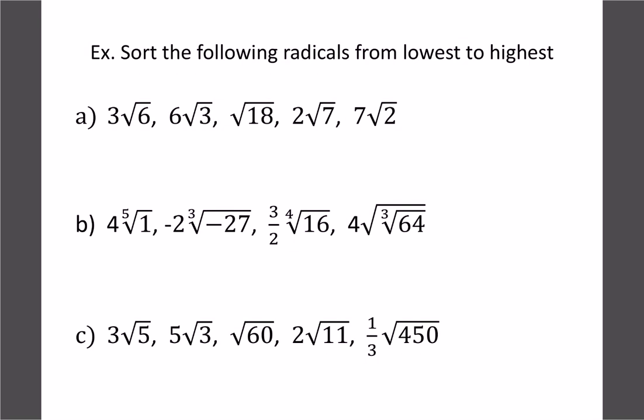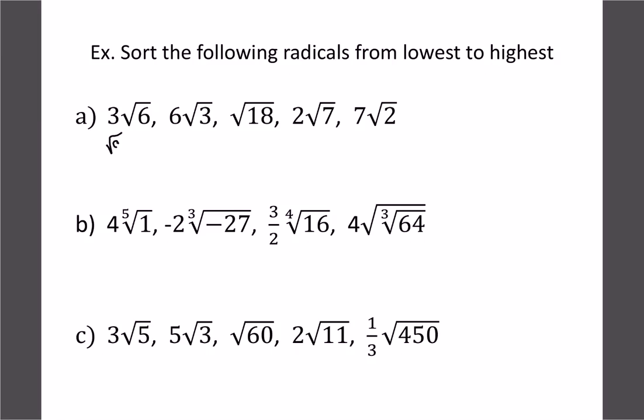So another type of question we can often get is sorting things from highest to lowest, or lowest to highest. And if you look at any of these questions, it's pretty much impossible to figure out which one's bigger unless you change them to a decimal, which works. Or we can actually change these to entire radicals, which makes it easier to compare.